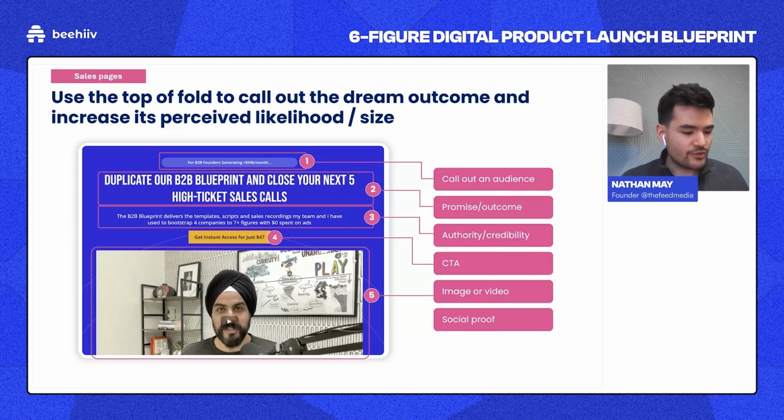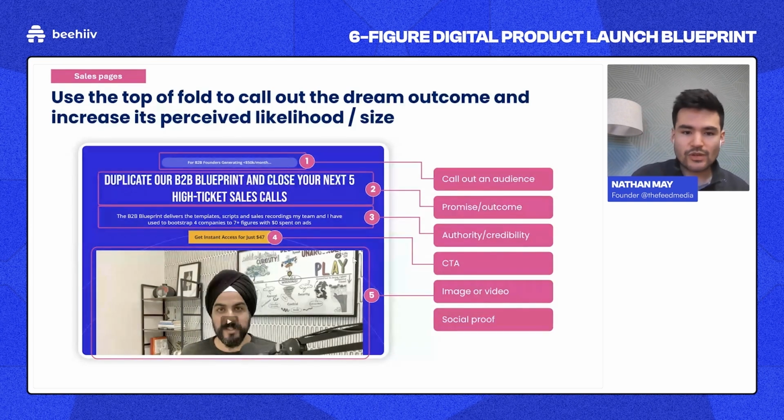Okay, let's walk through all the common elements of a great sales page. So, this is the very top of our page. I generally recommend the top of fold. That's what you see as soon as you open the page without scrolling. It does a couple different things. Number one, call out your audience. For us, that was B2B founders generating less than $50,000 a month. You want to call out a promise or some type of outcome. So we wanted to help people close sales, right? Add more customers to their business.